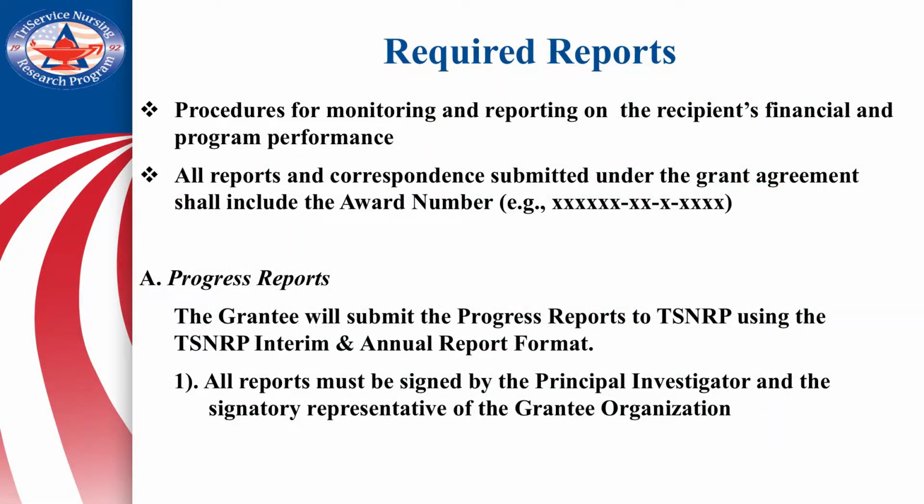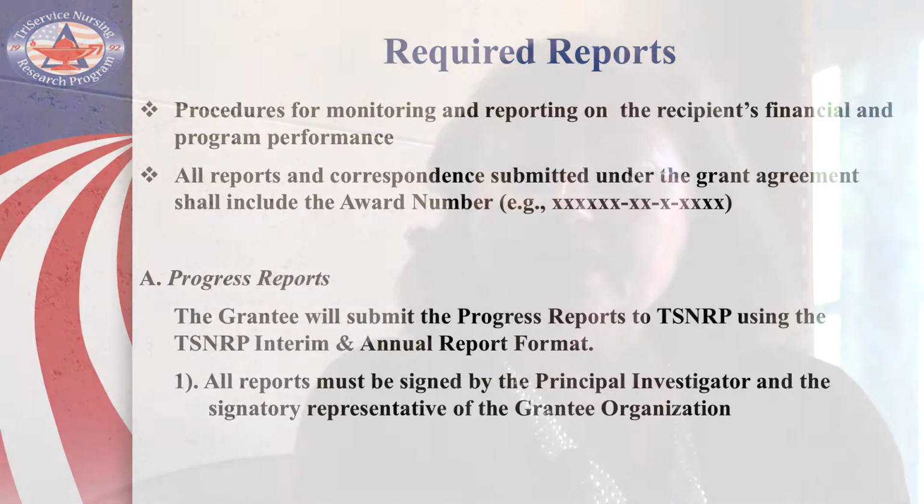These reports are a way of monitoring and reporting your financial and program performance. So all of those reports have to be submitted through your grantee organization to TSNRP, and they must include the award number. Your progress reports, such as your 6-month report and your annual report and your final report, are delineated in that base agreement, and you need to follow the instructions about completing those reports.